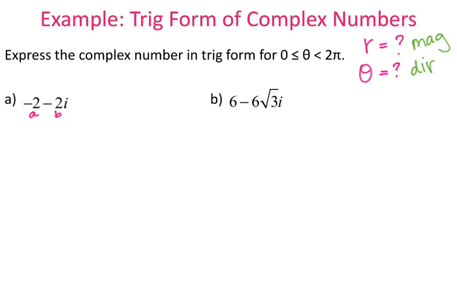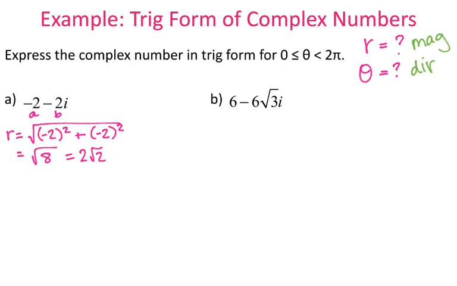There is my b. So r is going to be the square root of a squared plus b squared. That gives me the square root of 4 plus 4, which is 8. And you can go ahead and simplify that to 2 root 2, or you can leave it as root 8, whatever floats your boat. That right there would be the same thing as finding the magnitude of a vector. It's just that for these complex numbers, we're going to call it r.